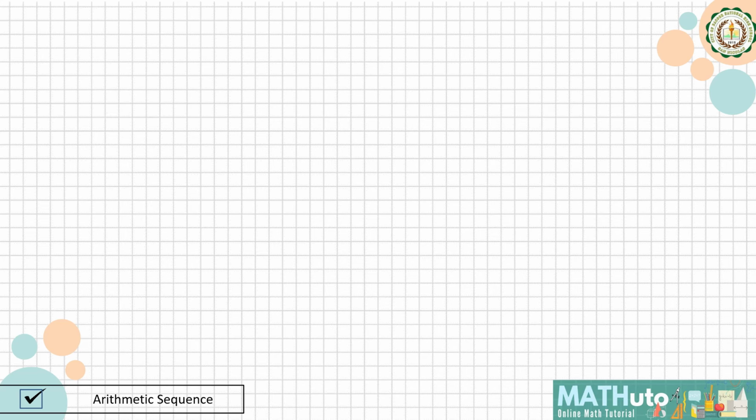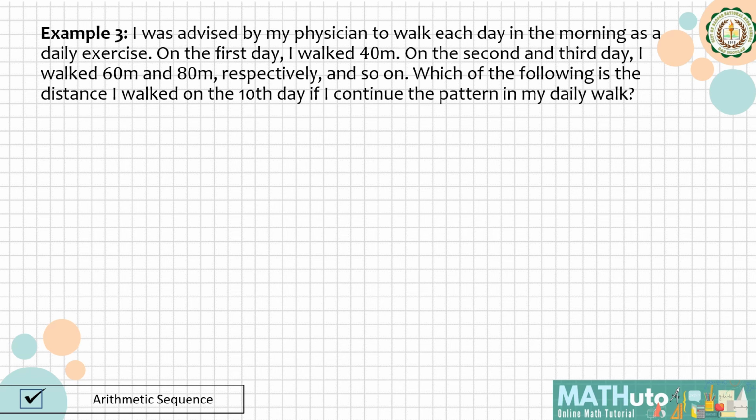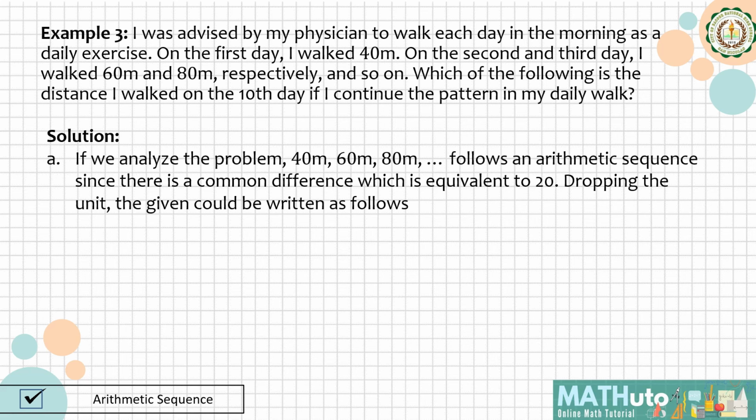Let us now have our last example. I was advised by my physician to walk each day in the morning as a daily exercise. On the first day, I walked 40 meters. On the second day and third day, I walked 60 meters and 80 meters respectively, and so on. What is the distance I walked on the 10th day if I continue the pattern in my daily walk?